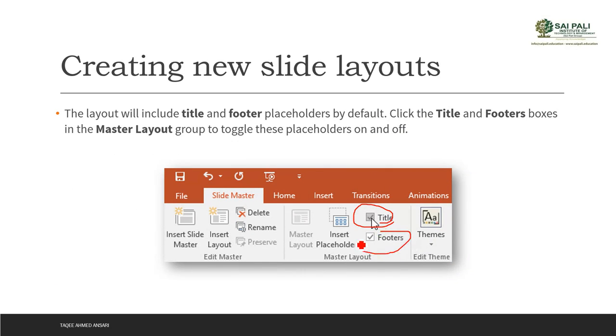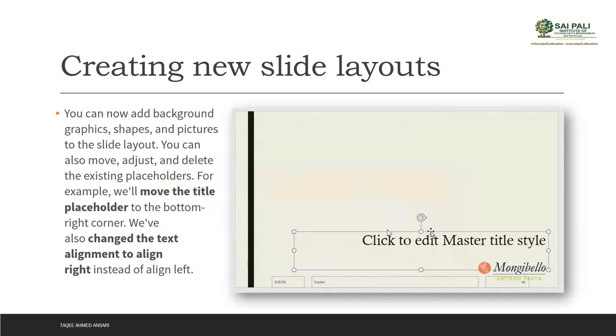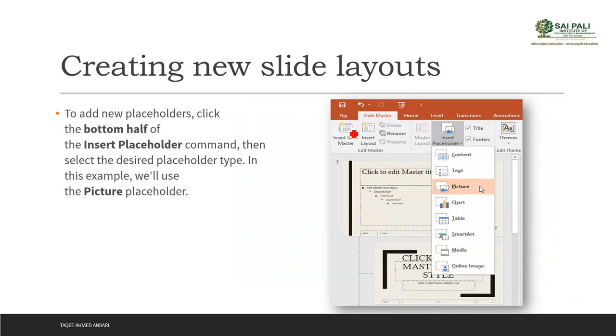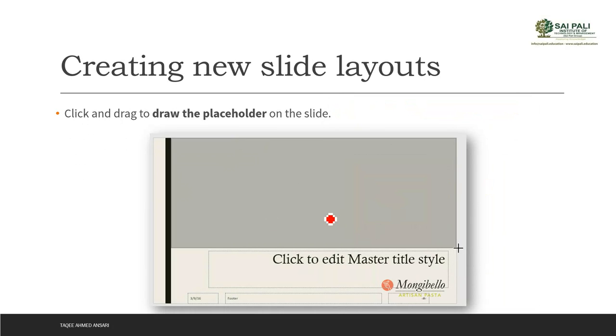It also has the footers. If you want to remove them, you can remove them from here. Then you can adjust your placeholders in this layout. You can move it, change it, and even add new placeholders also. For example, I'm adding a picture placeholder here. You can add it from this insert placeholder command. You can add content, text, picture, chart, table, whatever placeholder you want. And then here your new layout is created.